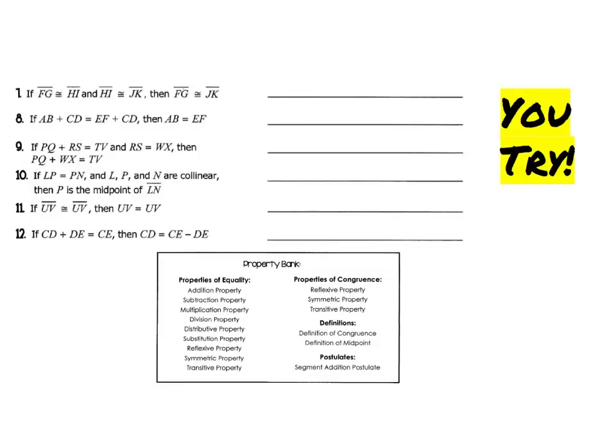All right, so I want you guys to try numbers 7 through 12. Try to identify the property of equality, property of congruence, definition, or postulate that goes with each of these statements. When you come back, I'll have the answer written on your screen and we'll go through it together. So go ahead and try these ones now. Pause your video.